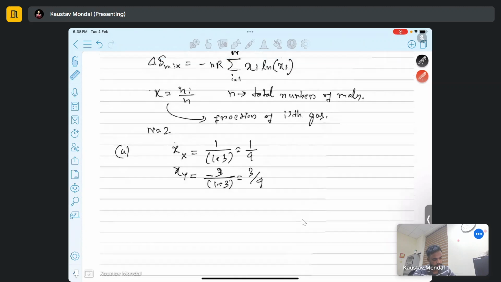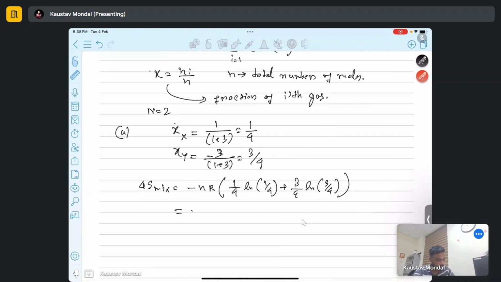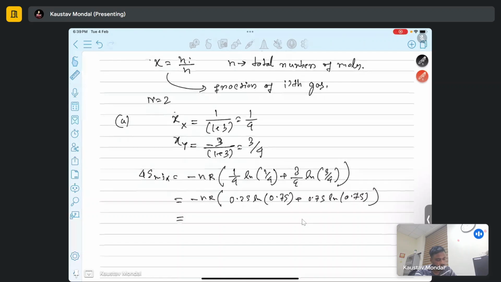Now for this case, delta S mix will be minus nR times 1 by 4 ln of 1 by 4 plus 3 by 4 ln of 3 by 4. That's it, right? Now 1 by 4 you all know is 0.25, and 3 by 4 is 0.75, so 0.25 ln 0.25 plus 0.75 ln 0.75. If you calculate this, you will get minus 0.560 as delta S mix. This is for case A.